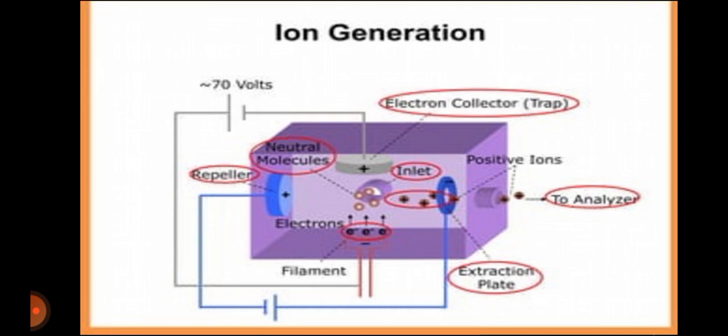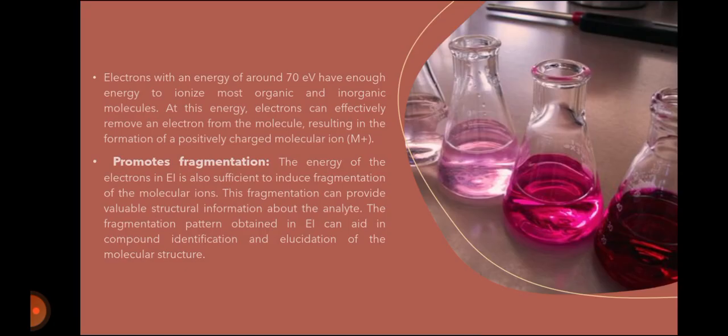And in this ion generation, we use 70 volts. So why do we use 70 volts? Electrons with an energy of around 70 volts have enough energy to ionize most organic and inorganic molecules. At this energy, electrons can effectively remove an electron from the molecules, resulting in the formation of positively charged molecular ion.